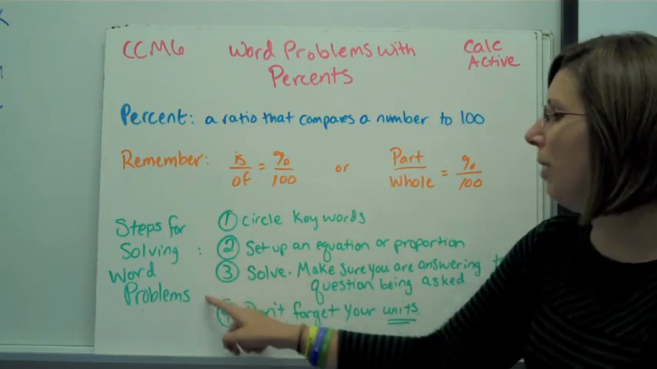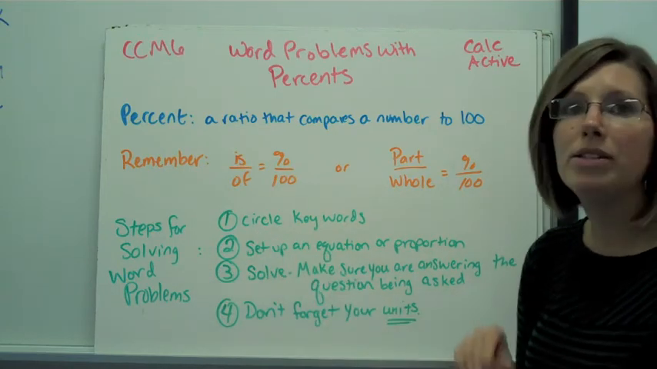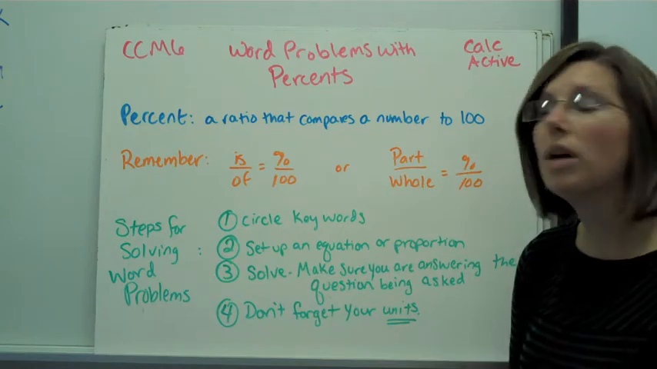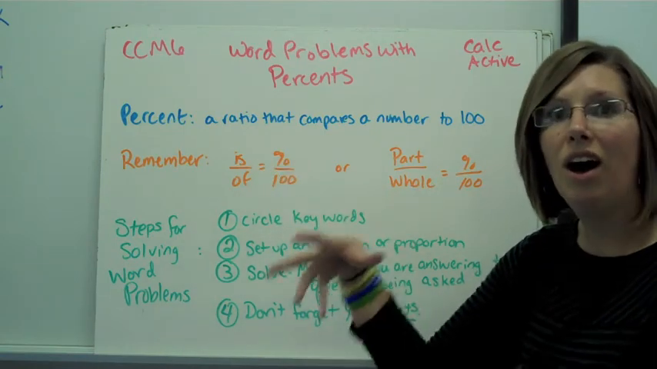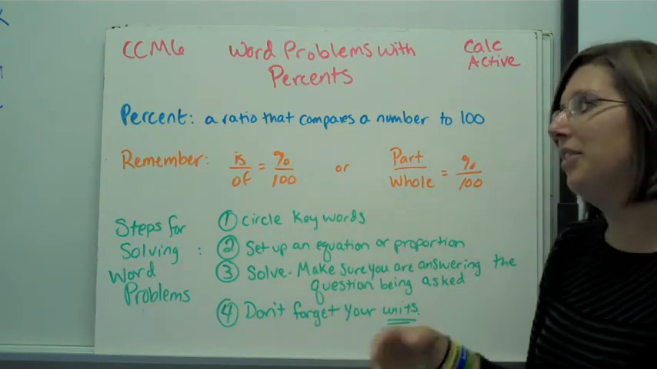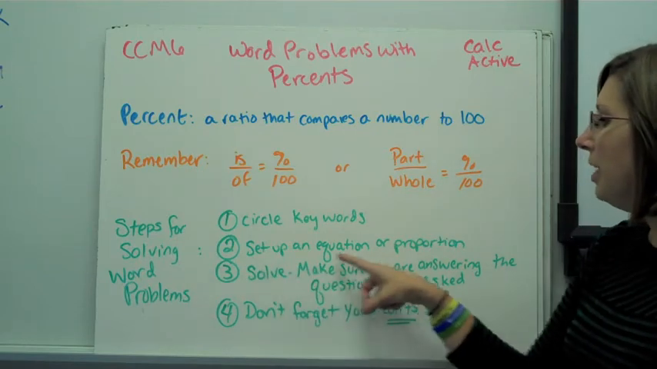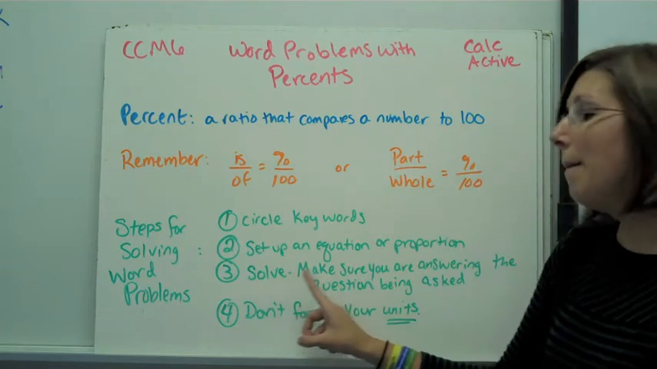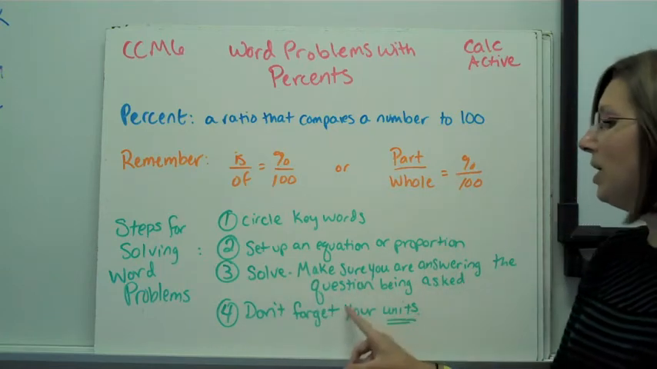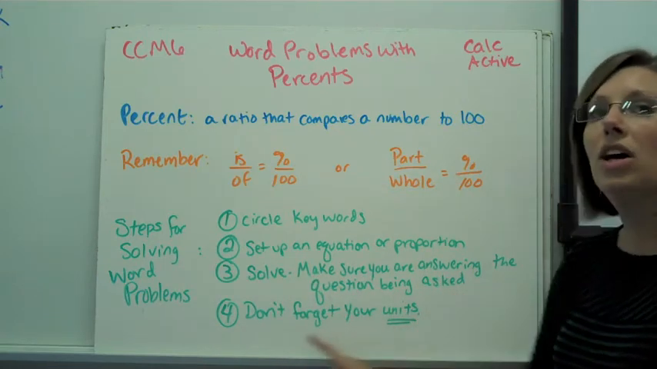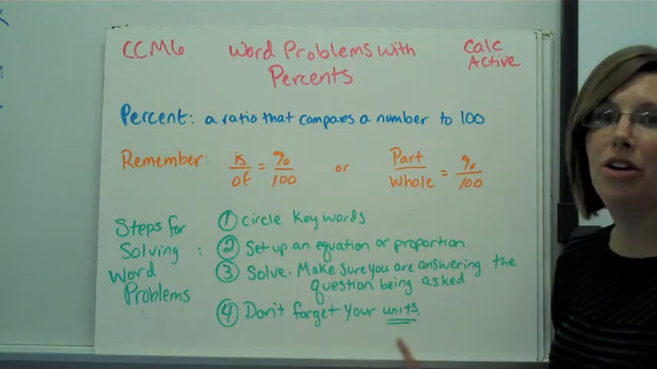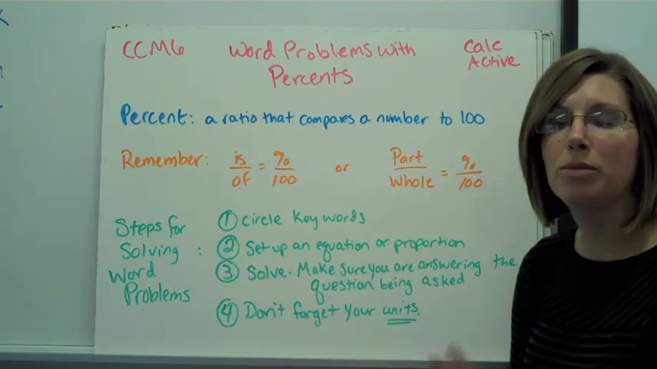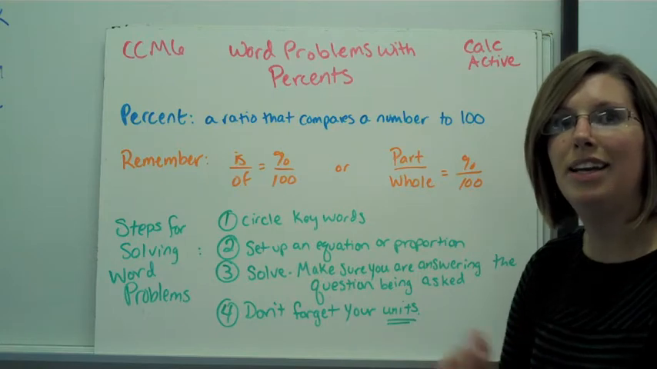Steps for solving word problems. First of all, always circle your key words. Your key words are your is, of, percent, etc. Number 2, set up an equation or a proportion. Step 3, solve. Make sure you're answering the question that's being asked, and always don't forget your units. When you're dealing with word problems, you always want to put your units in your answer.